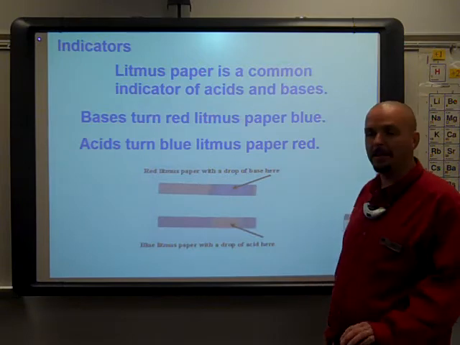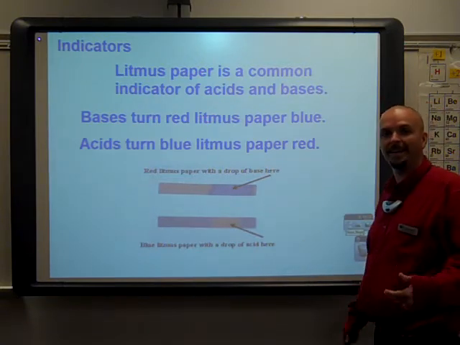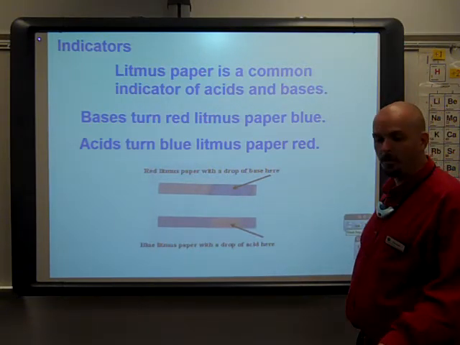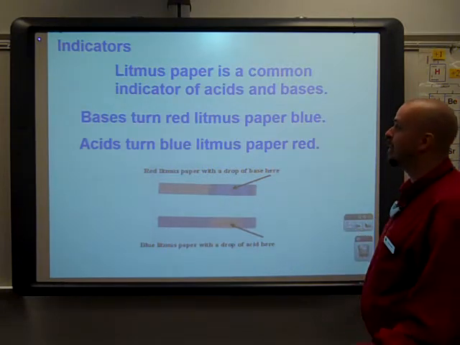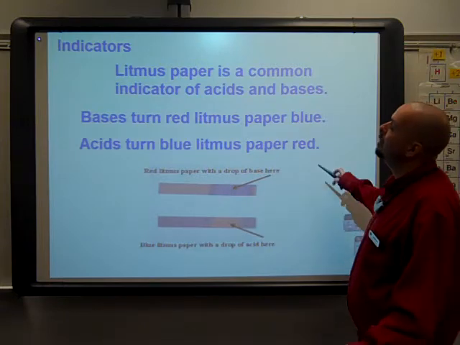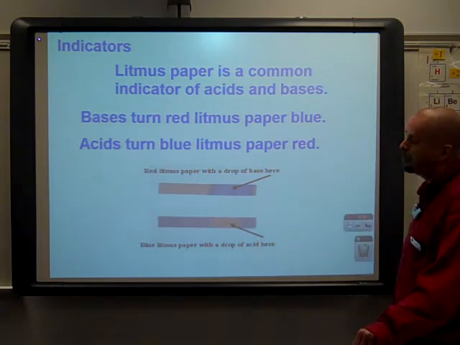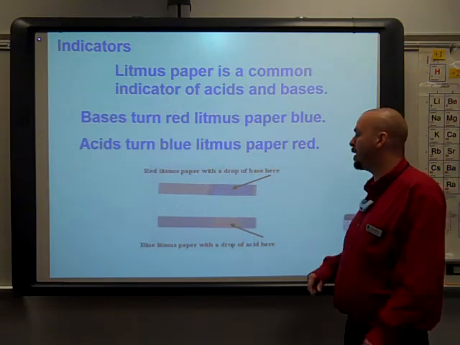We talked a little bit more about litmus paper. Litmus paper is what we call an indicator. Indicators react one way with acids, they react a different way with bases. It allows us to identify acids and bases. Bases turn red litmus paper blue, acids turn blue litmus paper red.